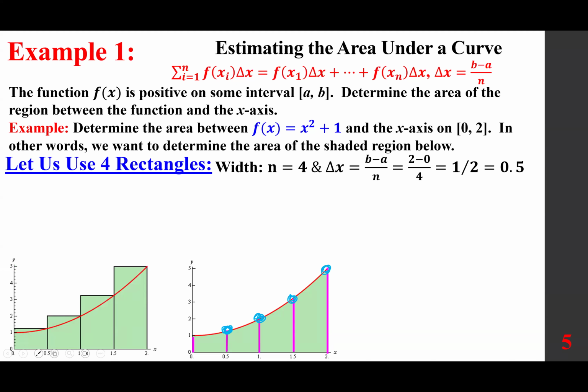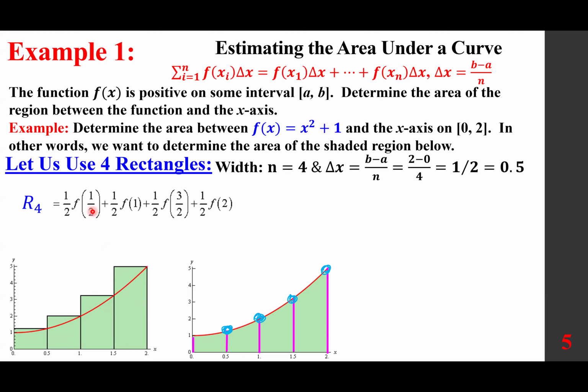The height would be f of 0.5 for the first one, for the second one, f of 1, for the third one, f of 1.5, and the last one, f of 2. We call it R because we're going to use the right endpoints, and 4 because n is 4. The width is fixed, delta x, which is 1/2.